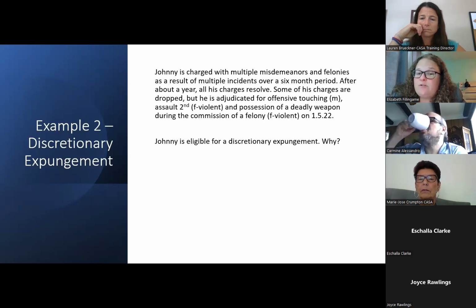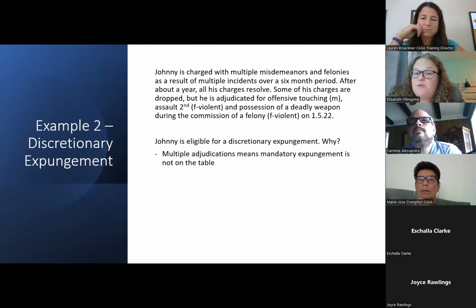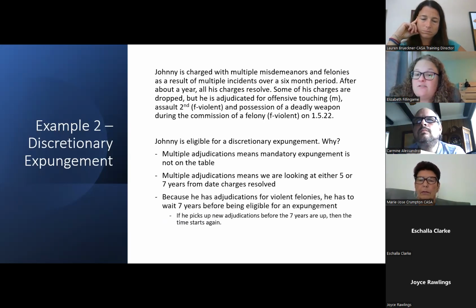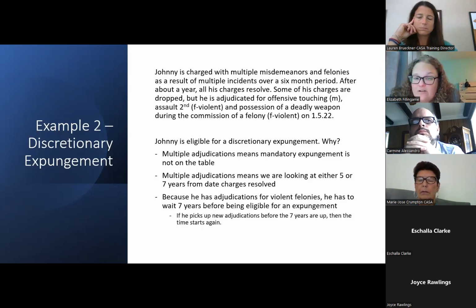So Johnny is eligible for a discretionary expungement, but why? Because he has multiple adjudications, which means a mandatory expungement is not on the table at all. We know that right off the bat. Multiple adjudications means we're either looking at 5 or 7 years from the date the charge is resolved under that structure we went through before. Because he has adjudications for violent felonies, he has to wait 7 years before being eligible for an expungement. If they weren't violent felonies, it would be 5 years.